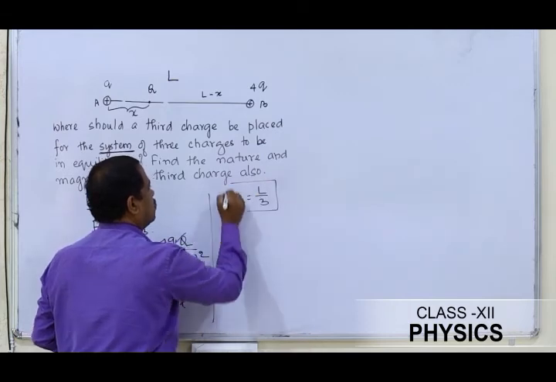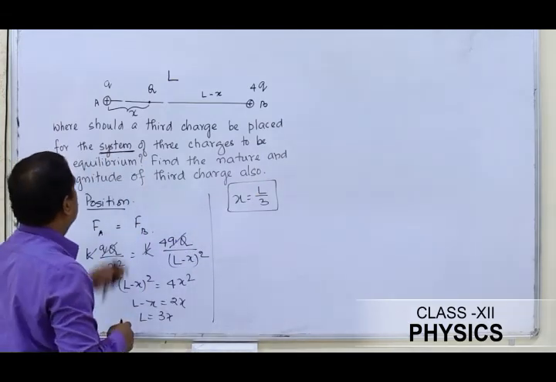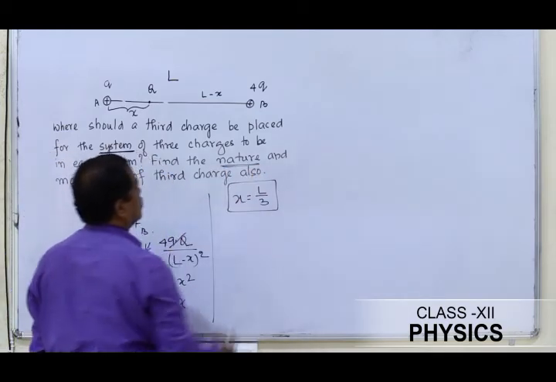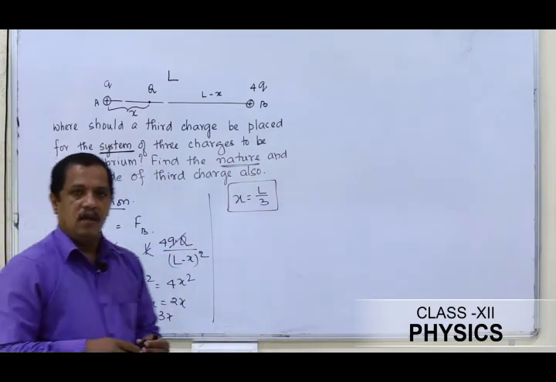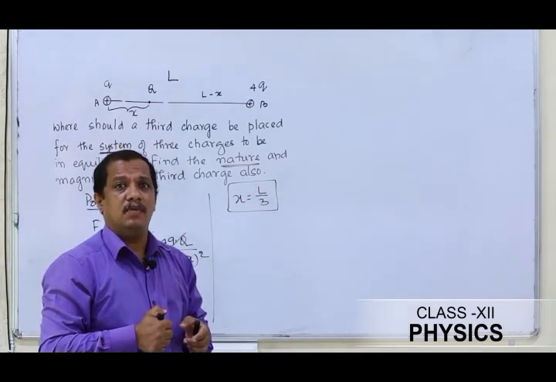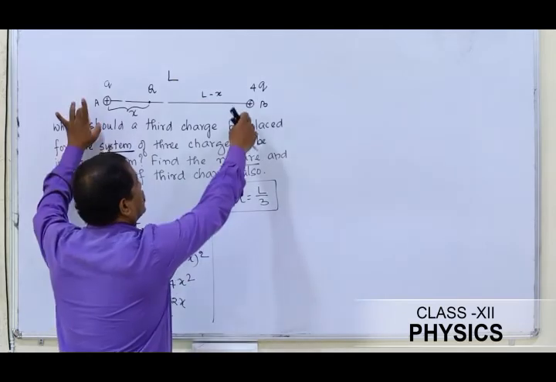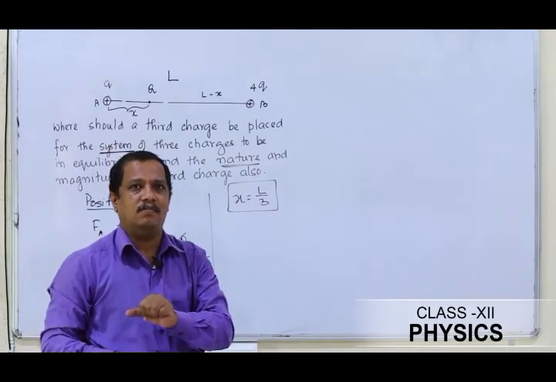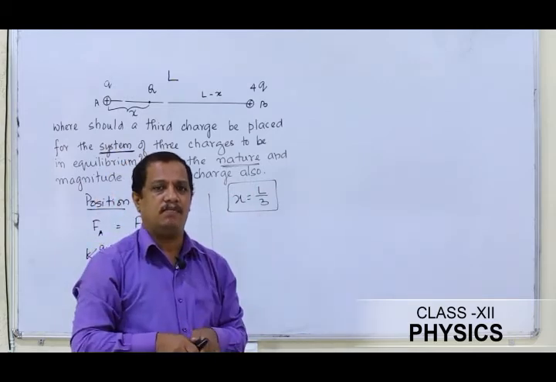So we found the position. Next, second question is, we need to find the nature of the charge, nature of the third charge, for the entire system to be in equilibrium. In the previous case, we said the two charges were fixed, therefore we were bothered about only the equilibrium of the third charge, but here the entire system should be in equilibrium.